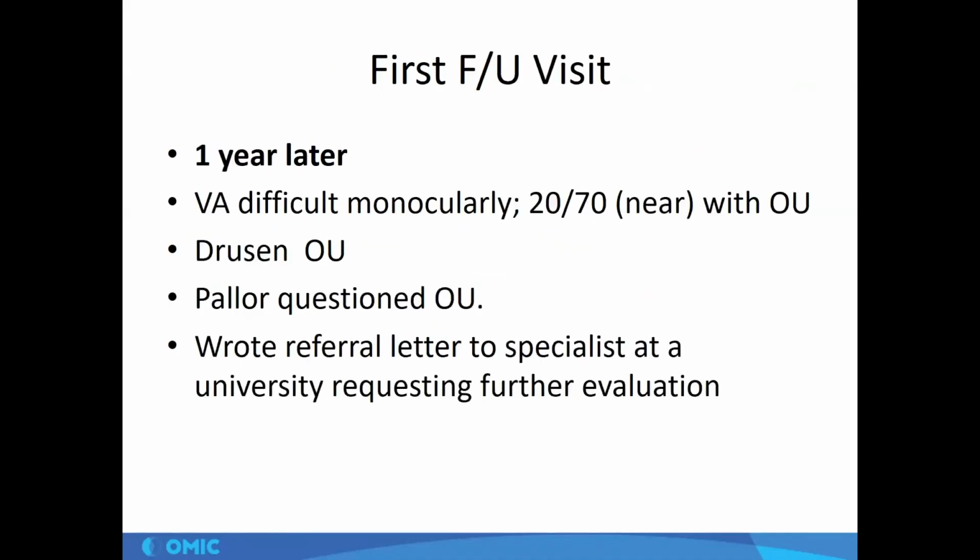So on the first follow-up visit, which was 1 year later, it was difficult to assess the visual acuity monocularly in this young child. It was tested at 20/70 bilaterally at near. Optic disc drusen were noted, and it was questioned whether there was optic disc pallor on both sides. So the ophthalmologist wrote a referral letter to a specialist at a university requesting further evaluation.